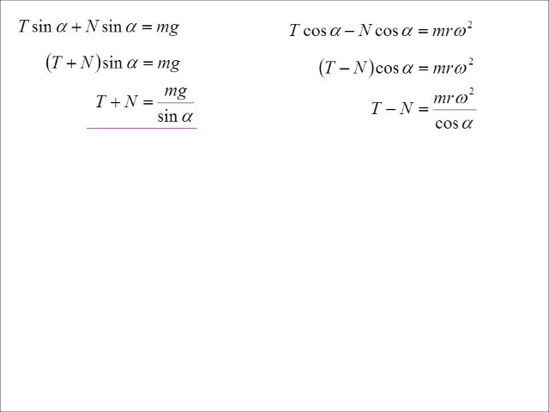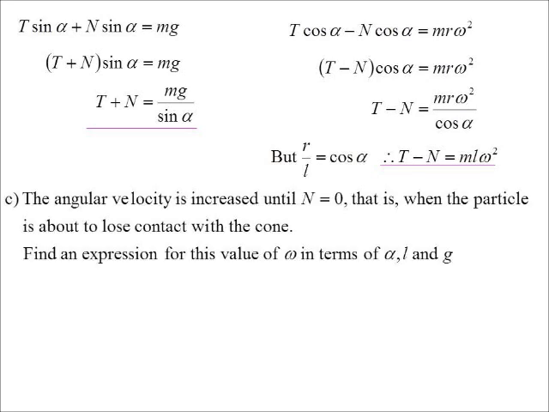Length of the string, haven't got that. And what was the other bit they wanted? Angular velocity, well, I got that. So the r and the cos alpha I'm going to need to get rid of. Well, if we have a look at that triangle, the radius of the conical pendulum over the length of the string would be cos alpha, adjacent over hypotenuse. So in other words, I can just simply substitute in the length of the string for r over cos alpha. And so there's T minus n, m l omega squared.